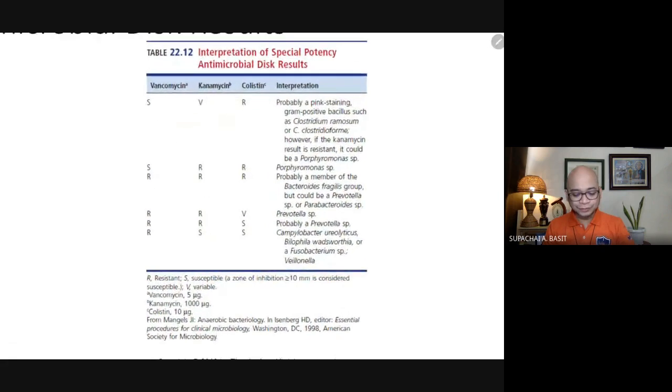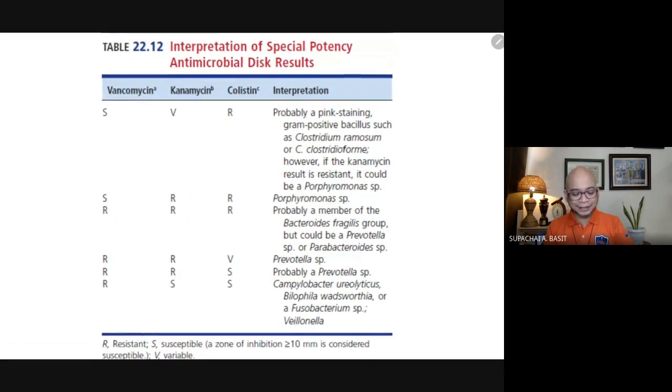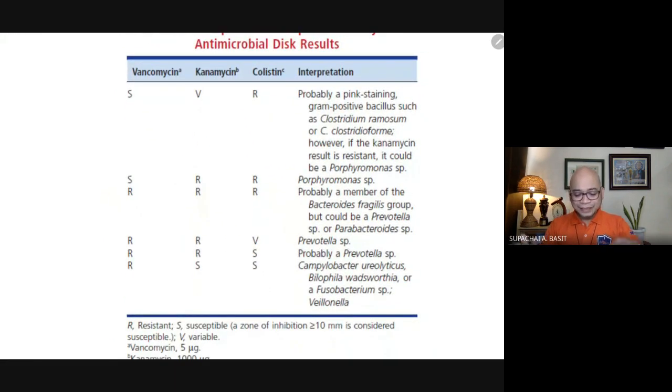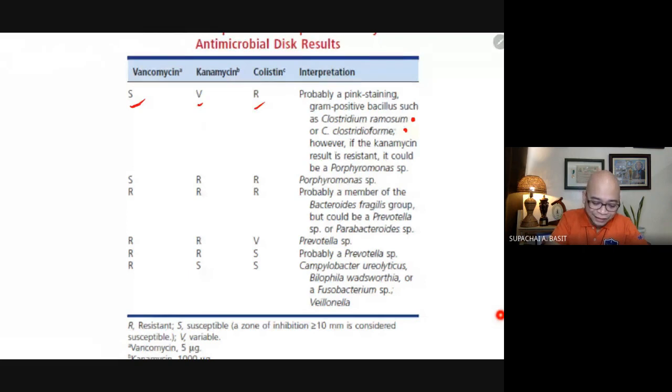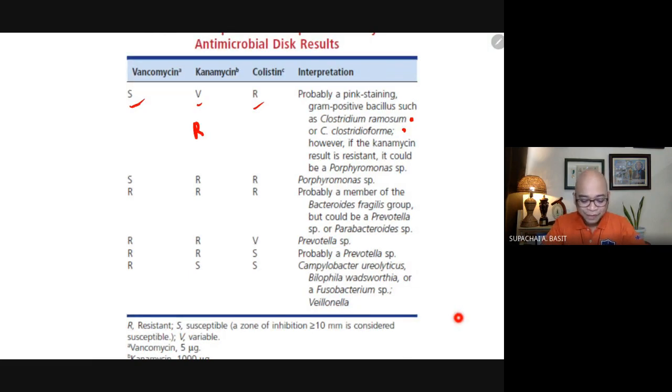Okay, so how do we interpret? If the organisms are susceptible to vancomycin, have a variable result in kanamycin, and are resistant to colistin, probably if it's pink staining, we are referring to Clostridium ramosum or Clostridioforme. However, if the kanamycin is resistant, it could be Porphyromonas. Like this.